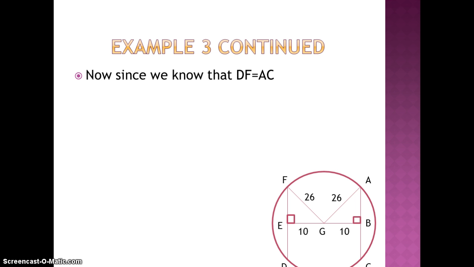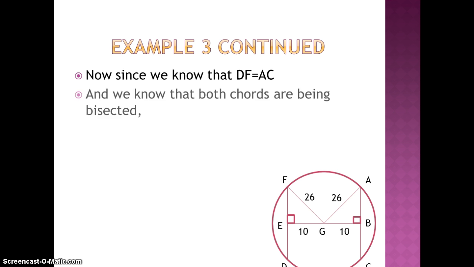Example 3 continued. Now since we know that DF equals AC, and we know that both chords are being bisected, AB would equal CB, which would also equal FE equals DE, and they all equal 24.